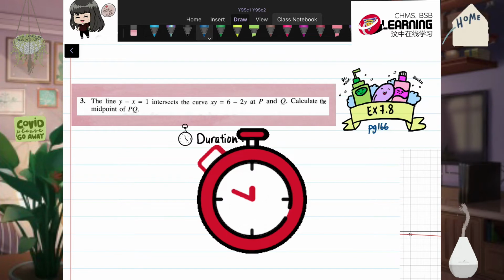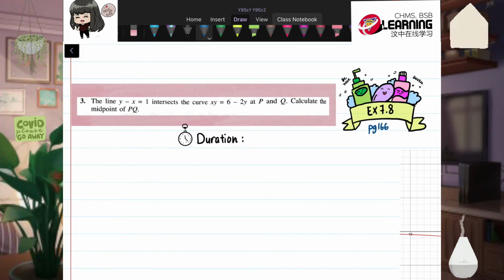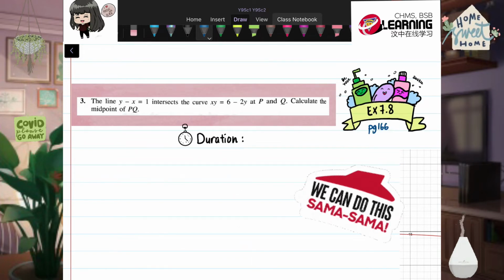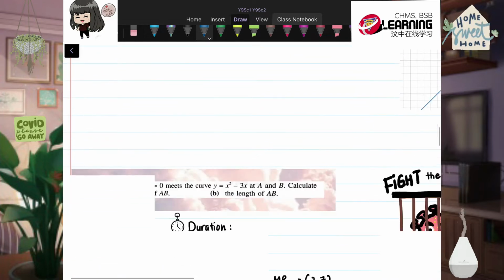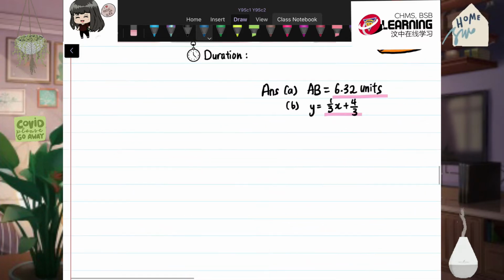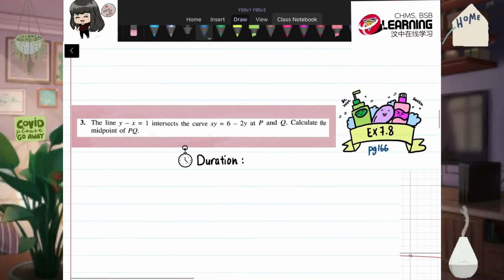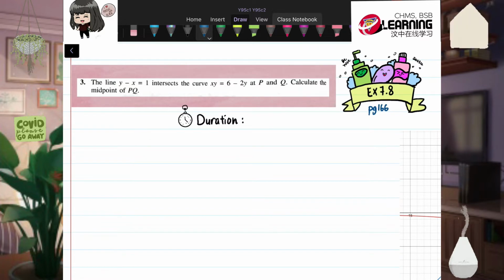Today I will cover exercise 7.8. This is on page 166 in your textbook. I will choose a few questions here. I'm choosing questions 3 until 7: 3, 4, 5, 6, 7. We have 5 questions here. I'm not going to cover everything here. I will cover only 2 questions.